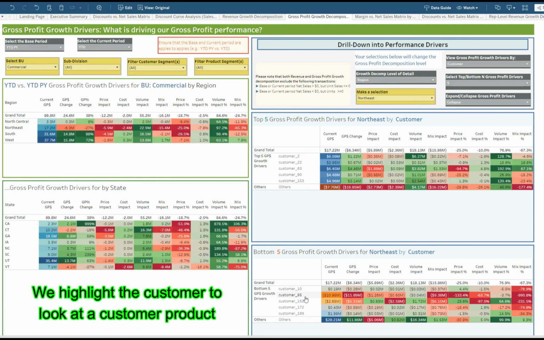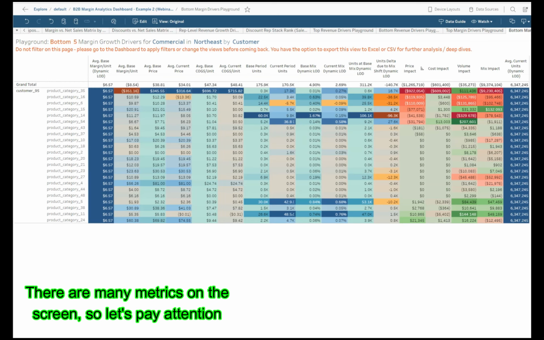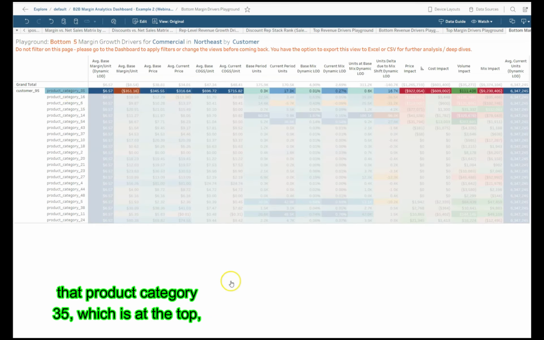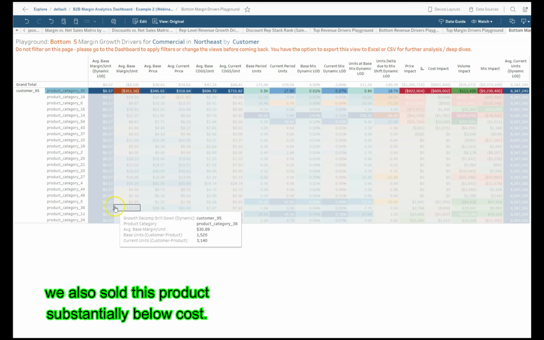We highlight the customer to look at a customer product level deep dive and really understand how much of the change is driven by adverse pricing, heavier discounting, cost inflation, volume impact, or mix impacts. There are many metrics on the screen, so let's pay attention to the ones that say price impact, cost impact, the volume impact, and mix impact. If we sort by price impact, we immediately notice that product category 35, which is at the top, is the most significant driver of our price decreases. Our weighted average price was down from $345 to $316 compared to last year. And not only that, we also sold this product substantially below cost.